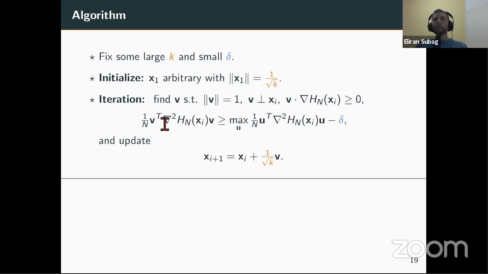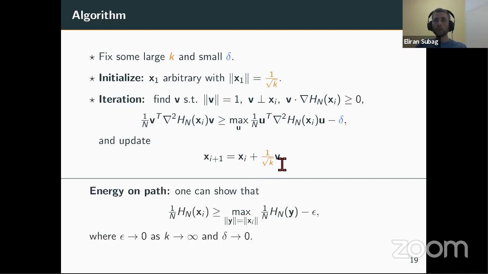And the important property is that the second order approximation, or the second order derivative in the direction of v, is almost the maximal you can get up to this error delta. And then I simply update by taking a small step in this direction. Okay, and I continue this way until after k steps, I end up on the sphere of radius 1. What you can show is that the energy on the path is consistently maximal up to this error epsilon. And you can make epsilon as small as you wish, provided that k is large enough and delta is small enough.